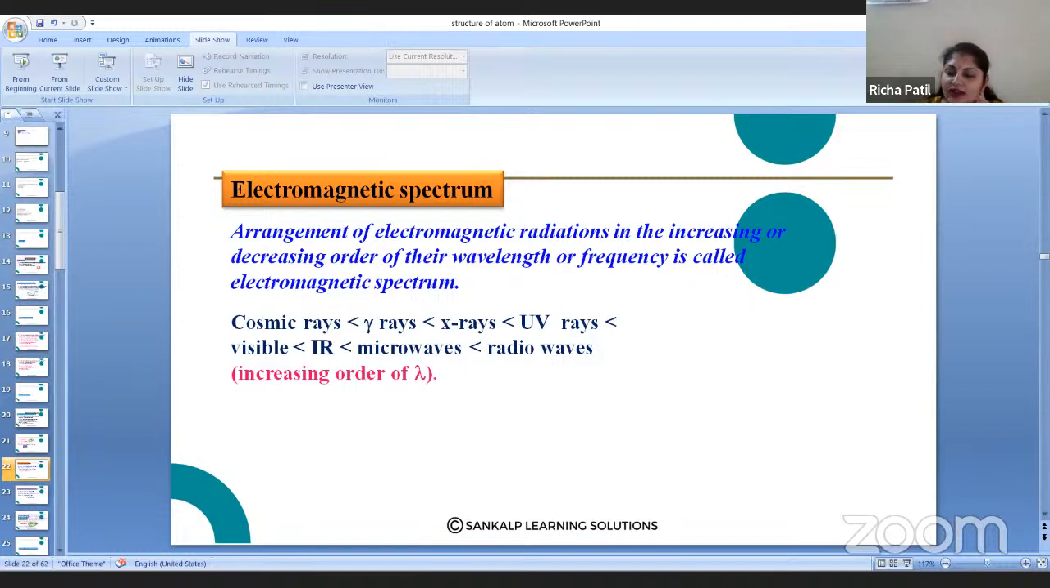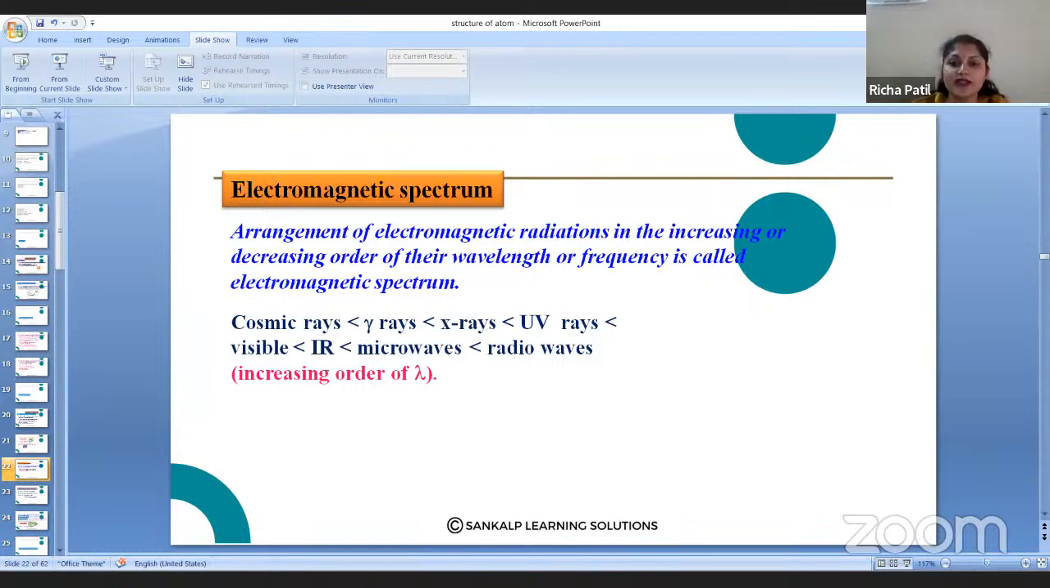So we discussed the wave nature. Now this is the particle nature of electromagnetic radiation. The particle nature of electromagnetic radiation was given by Max Planck. So he gave his quantum theory.